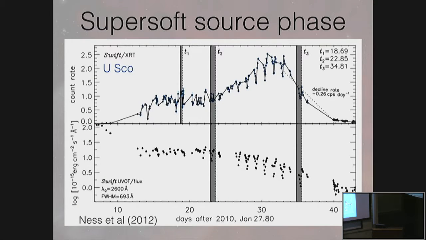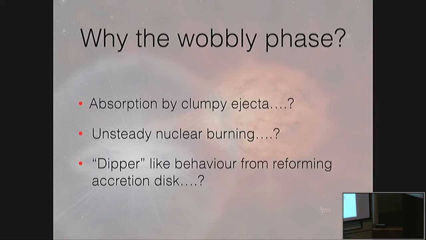V Sco, that eclipsing system, has a nice wobbly phase at the beginning. This is not a wobbly phase. This is actually eclipses in the light curve as the Supersoft source got eclipsed by the companion. So wobbly phase in V Sco, again, this is almost a ubiquitous behavior that we saw in Supersoft sources, almost ubiquitous.